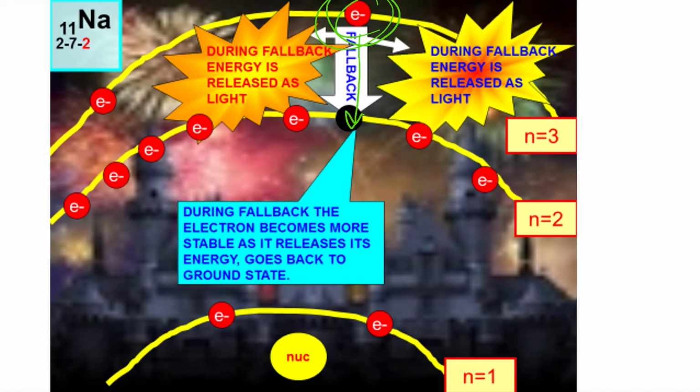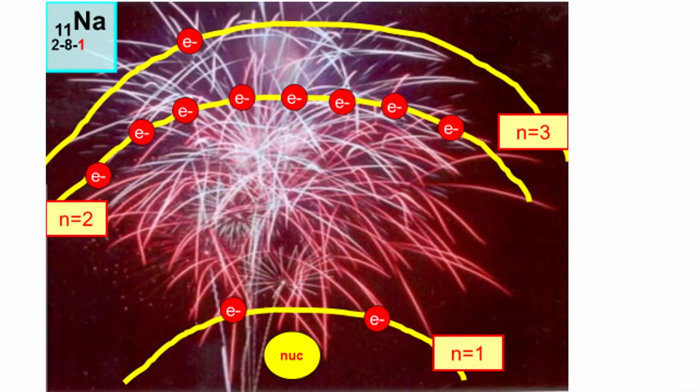When it falls back down, it releases energy in the form of light. So the energy that came in to push it up has to be released. It can't hold on to that energy. It has to get rid of it somehow, and it gets rid of it in the form of light. And so now the electron is back in the ground state, where it belongs, its lowest energy level.